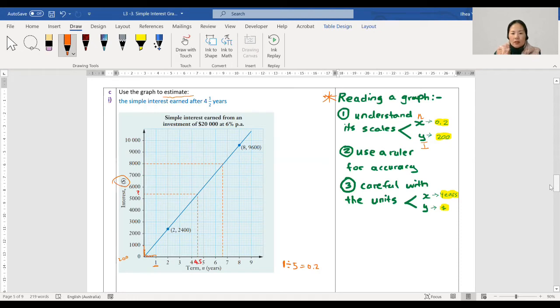All right, so let's have a look at the question. The simple interest earned after 4.5 years. So simple interest is the I, the money, isn't it? When n is 4.5. You would like to use a formula to do this, and in the exam, you could use the formula, and then check on the graph to make sure it matches up.